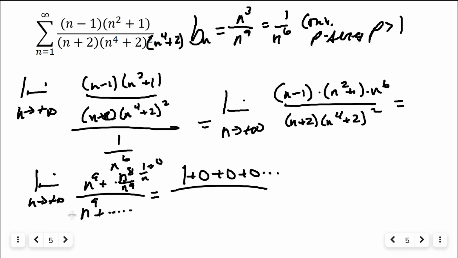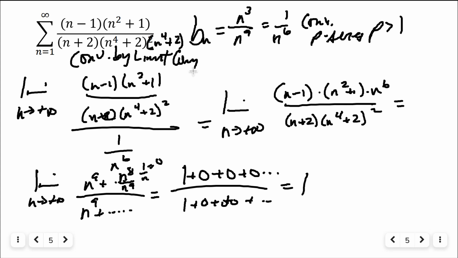And then in the denominator, it's the same thing, right? I'm dividing by n to the 9th. I get 1 on the first term. And on the second term, everything else after that is going to give me a 0. So the result is 1. Well, this is a positive finite value. So then this series must converge by the limit comparison test. And that's the right answer.